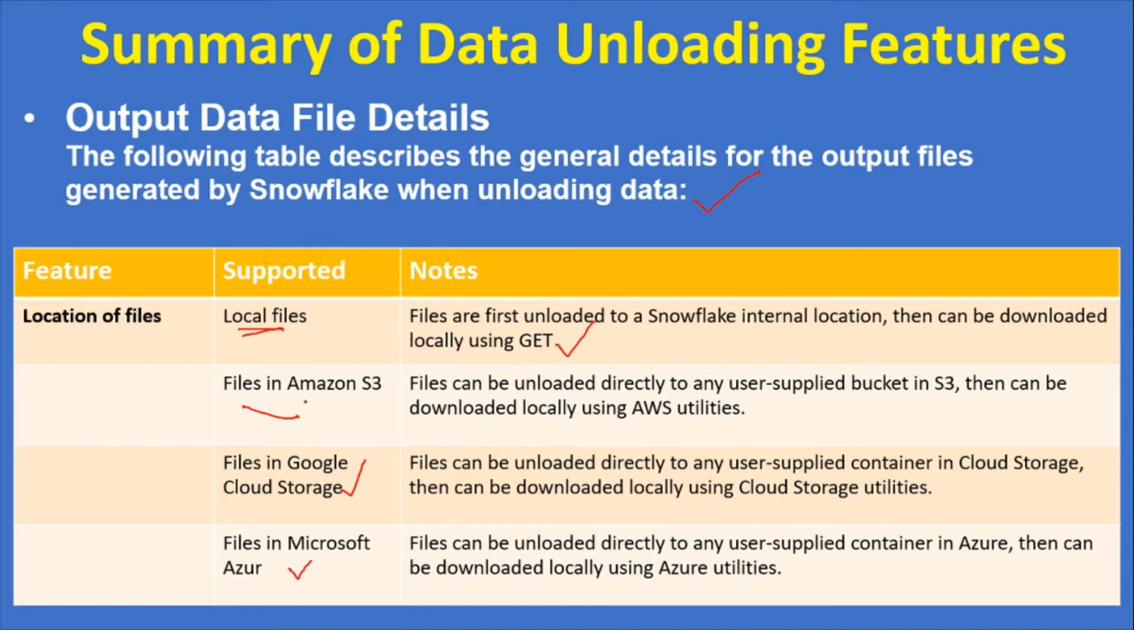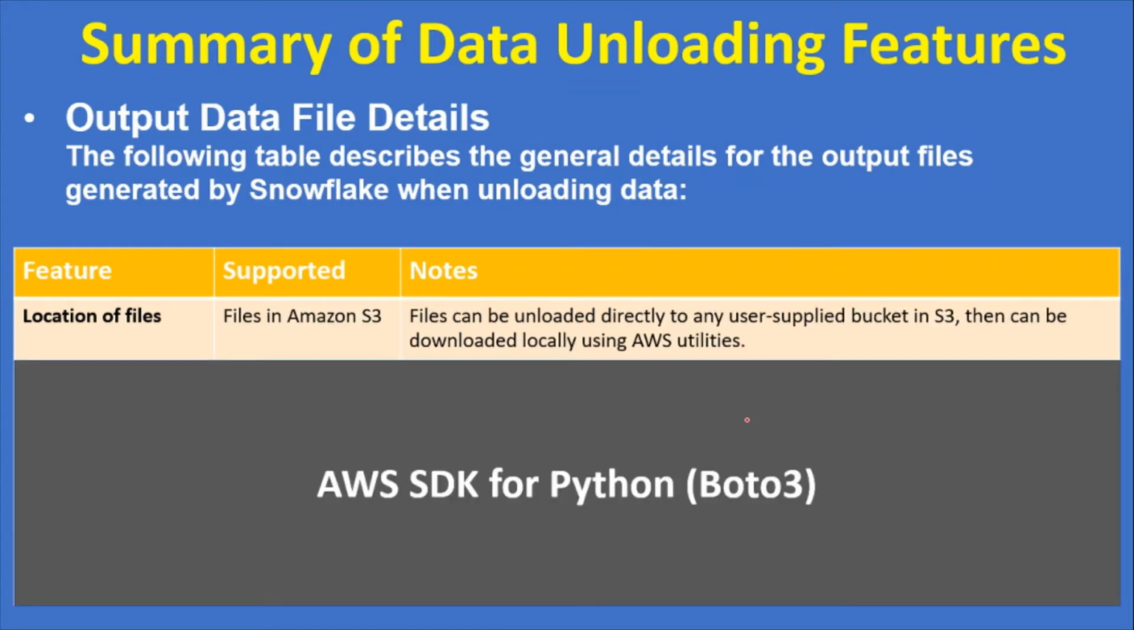Another location, files in Amazon S3. Files can be unloaded directly to any user-supplied bucket in S3, then can be downloaded locally using the AWS utilities. What are the AWS utilities? Suppose you are going to use the Python language and you have to write a logic inside Python, then you have to configure in your local system the AWS SDK for Python, that is called the Boto3 library. So this Boto3 library will be used as part of your Python programming.